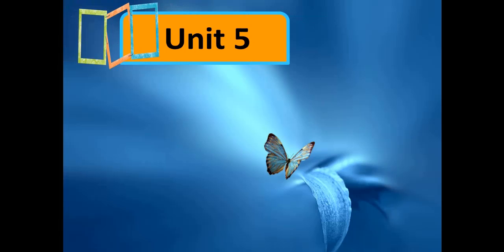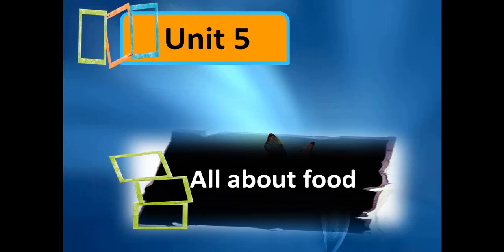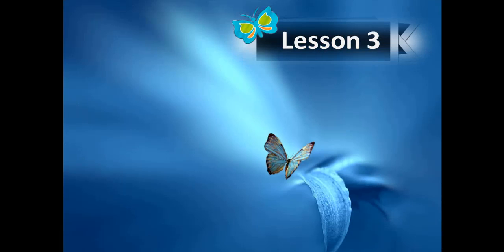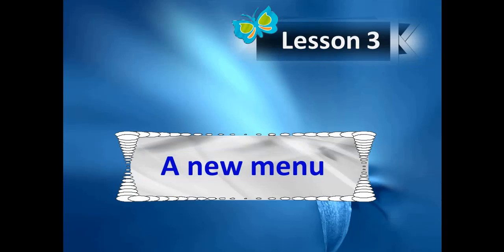What is the title of Unit 5? All about food. Lesson 3. What is the title of Lesson 3? Yes. A new menu. قائمة جديدة. Of course, where can we find a menu? Usually in the restaurant. Yes. What's the meaning of restaurant? مطعم. Usually when you go to eat in restaurants, you ask for the menu to place your order. Yes. So, page number 42.